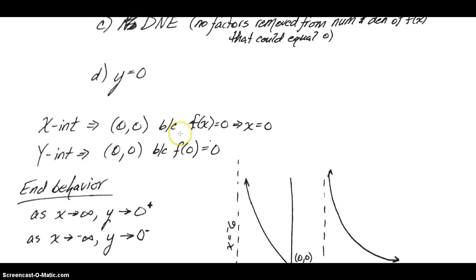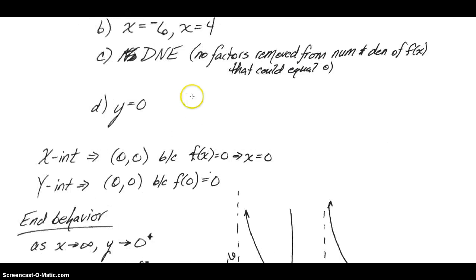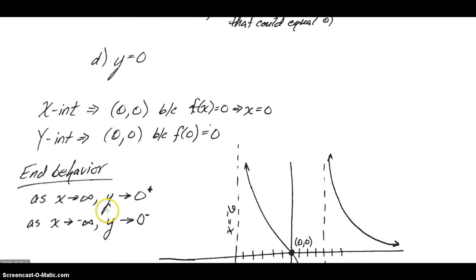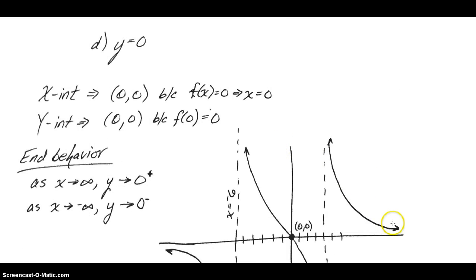Okay, x-intercept. The only way that this entire function would equal 0 is if x equals 0. And if we'd plug 0 in for x everywhere, we would get 0. So the x and y-intercept are both 0, 0. End behavior, we can plug large numbers in there and see that y does go to that asymptote of y equals 0, that horizontal asymptote.